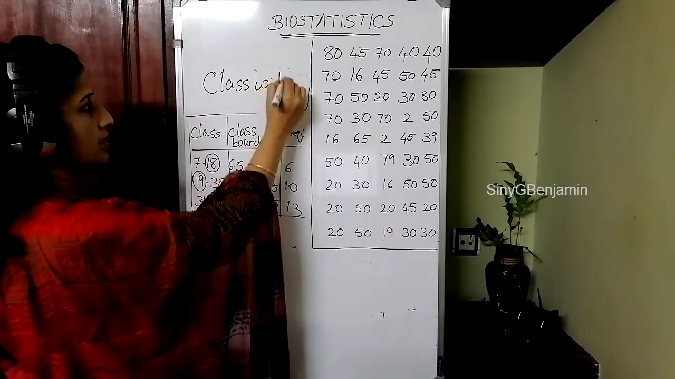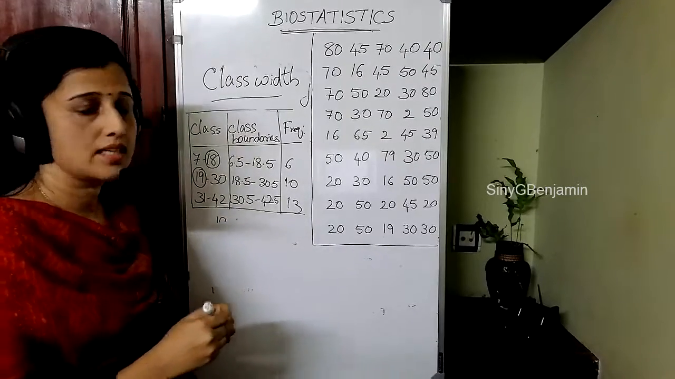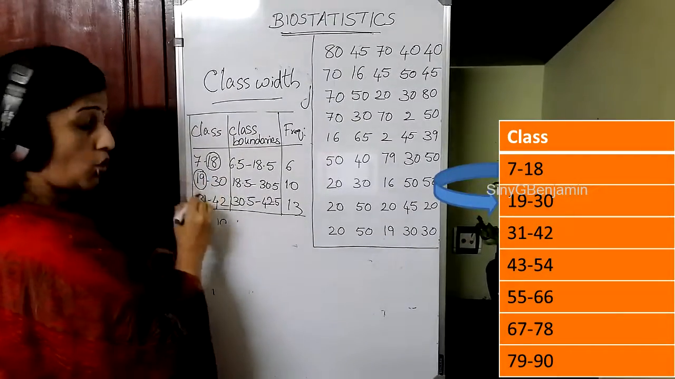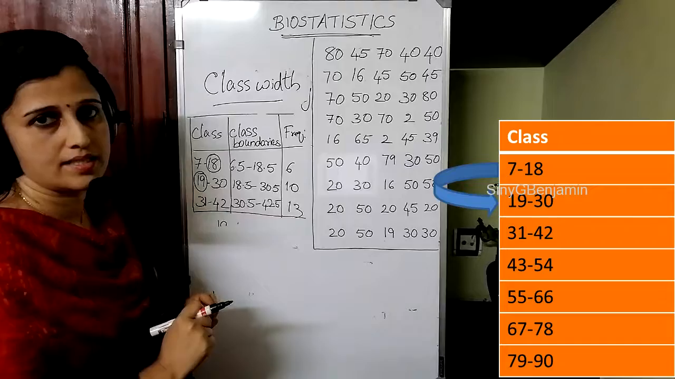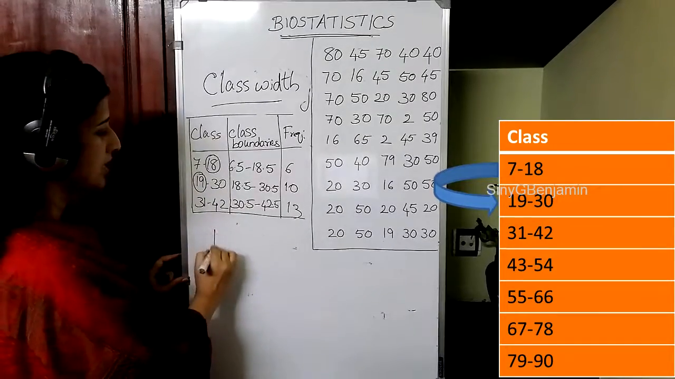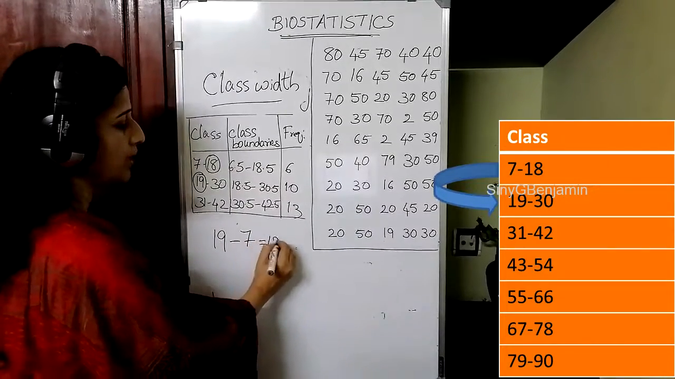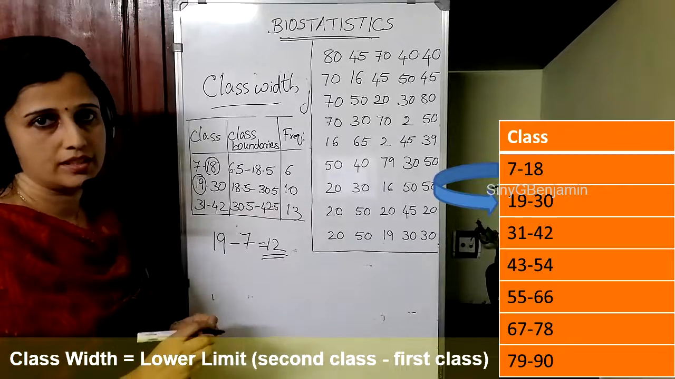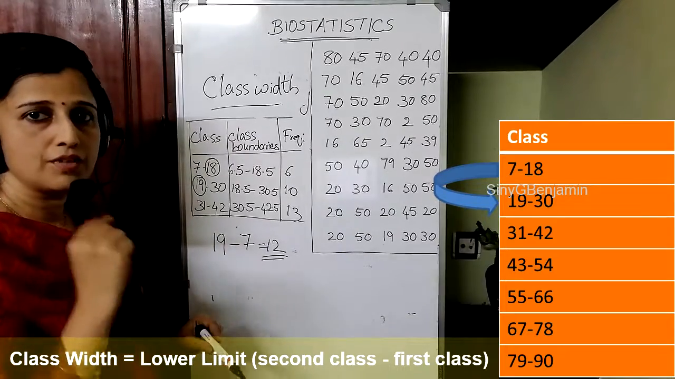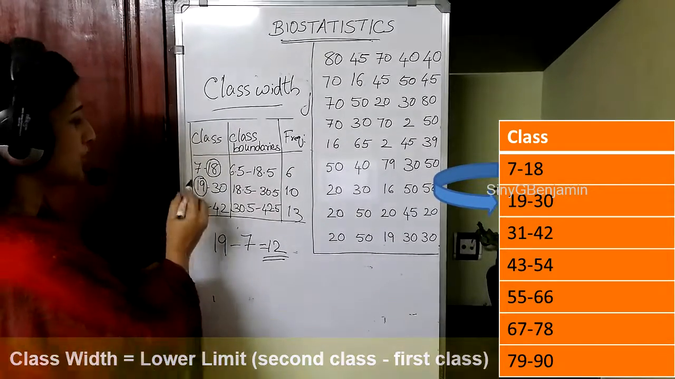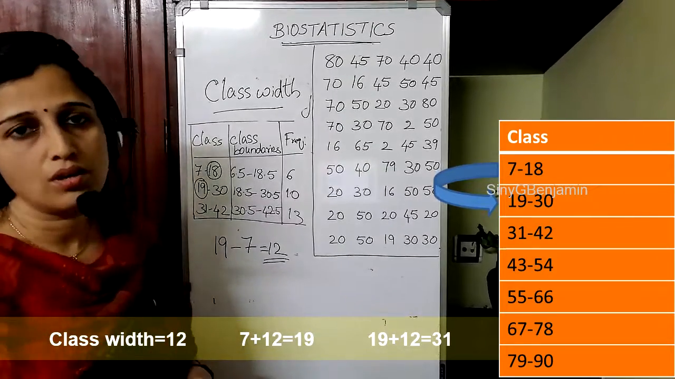Then class width. Class width is calculated by subtracting the lower limit of the first class from the lower limit of the second class. So in this example, 19 minus 7 is equal to 12. That is the class width. So it goes like that: 7 plus 12 is 19, 19 plus 12 is 31. It goes on like that.